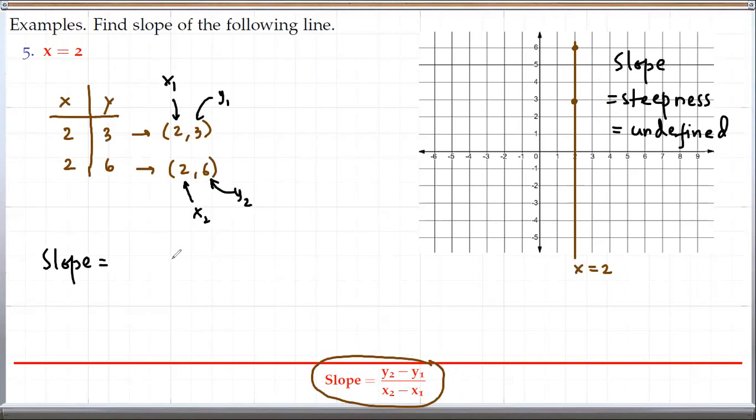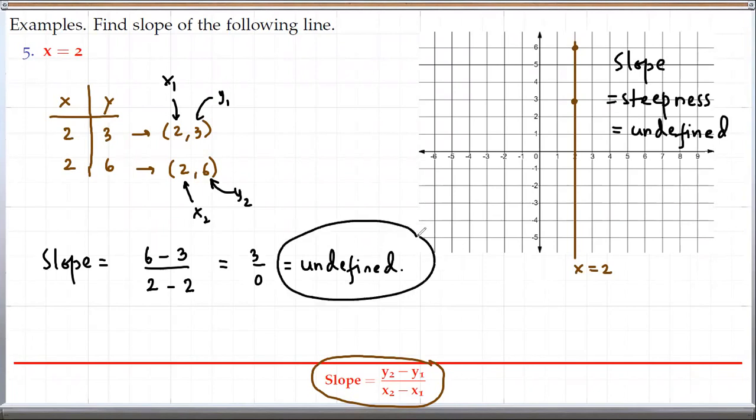Let's still try to apply this formula and see what that gives us. So y2 minus y1 is 6 minus 3 in this case, and x2 minus x1 is 2 minus 2. So we have 3 over 0. We can't divide by 0. Anytime you try to divide by 0, it becomes undefined. So the slope of any vertical line is undefined, which basically means it's very steep. It's so steep that we can't define the steepness using a finite number.